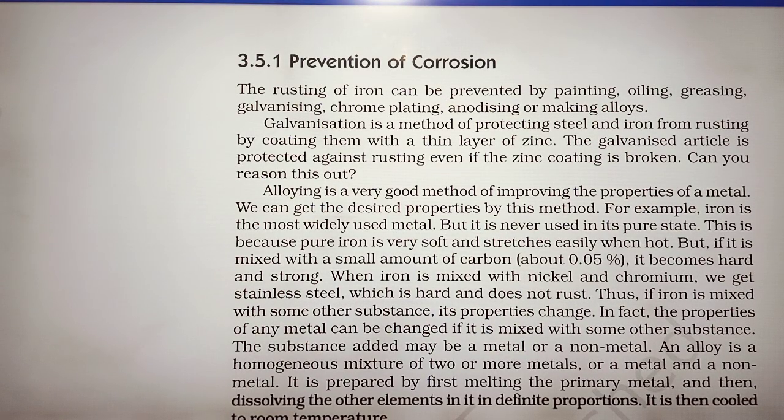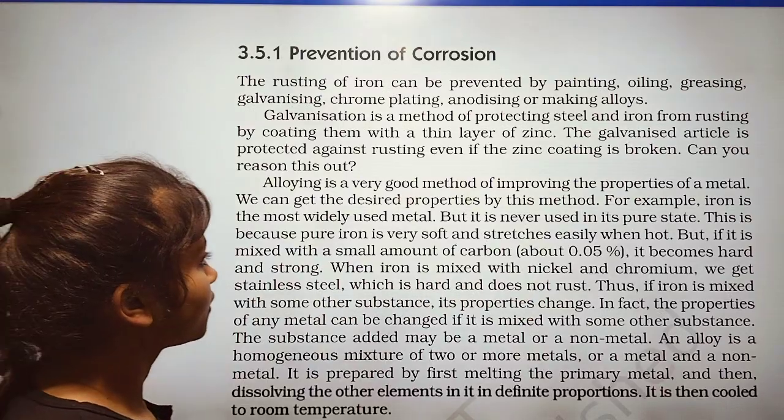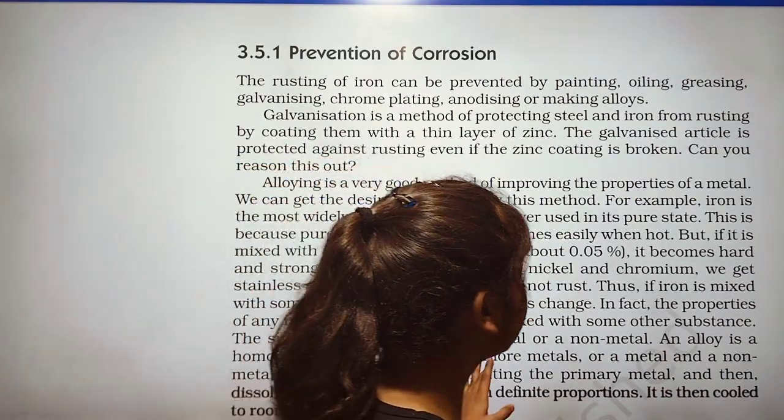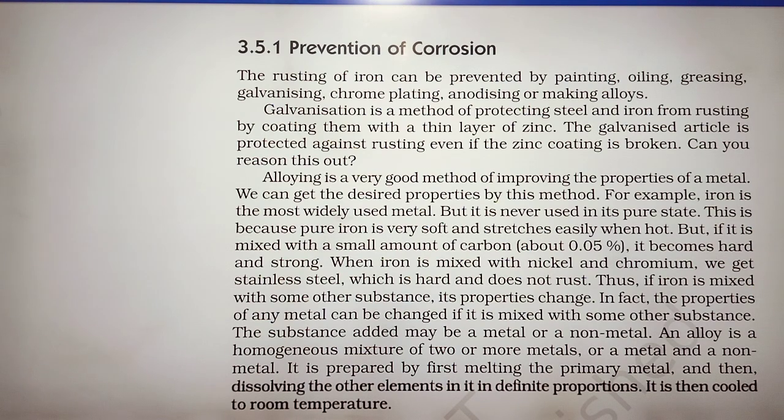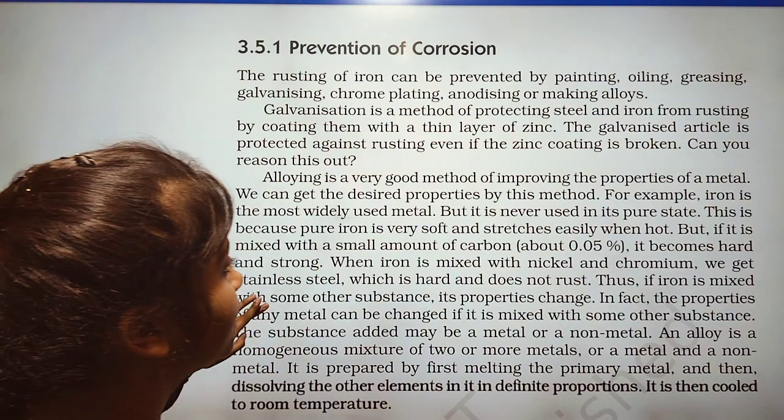Now for example, iron is the most widely used metal. Obviously iron is the most widely used metal. It is, we can say, the backbone of the metallurgical industries also. But it is never used in its pure state. This is because pure iron is very soft and stretches easily. Pure iron is very soft, that's why it is never used in its pure state.